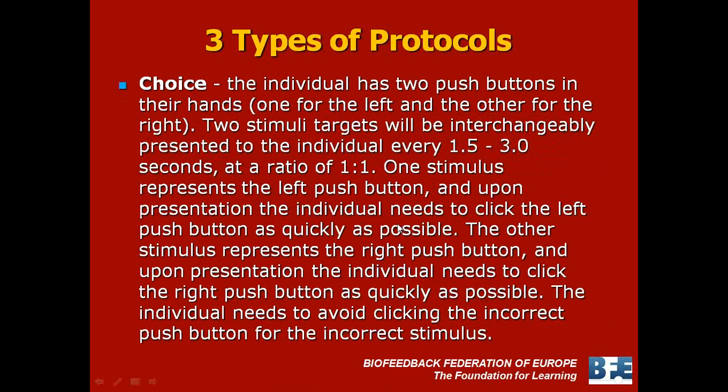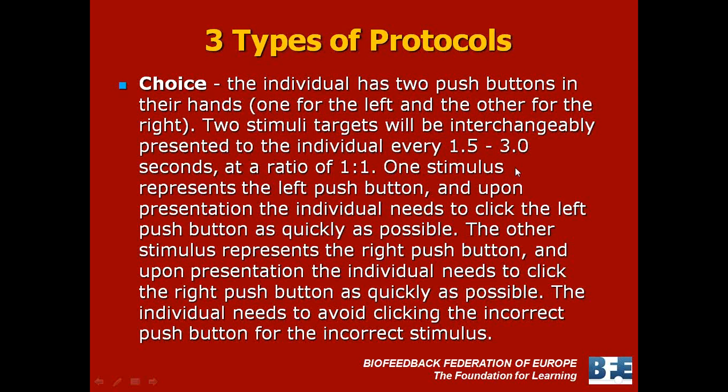The third type of reaction time protocol is called choice. In this, the individual is actually given 2 push buttons in their hands. One push button is for the left hand, the other push button is for the right hand. Again, there's going to be 2 stimuli presented to the person, and they're going to be presented interchangeably every 1.5 to 3 seconds at a ratio of about 1 to 1.